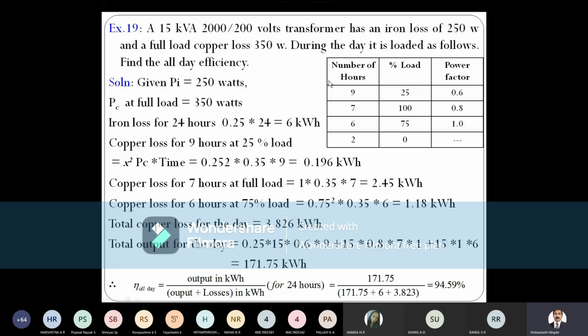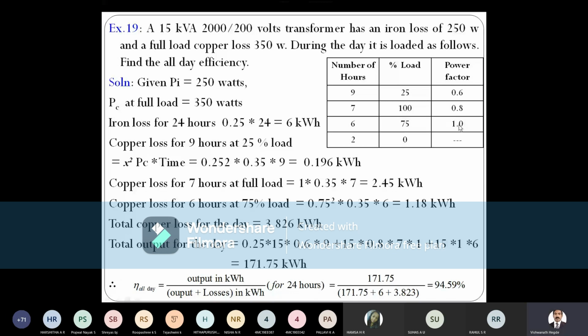This table gives you the pattern of load on the transformer. So 9 hours, 25% load, power factor is 0.6. 7 hours, 100% load, power factor is 0.8. Next 6 hours, 75% load, power factor is unity. Next 2 hours, there is no load on the transformer at all. Transformer output is switched off or there is no load connected. Try to understand. See, the load is also changing, power factor is also changing.